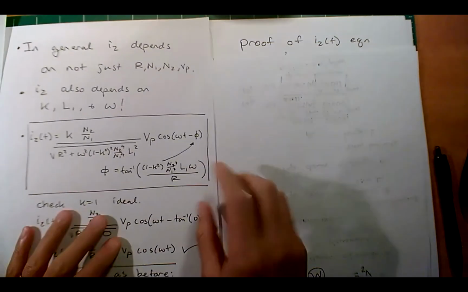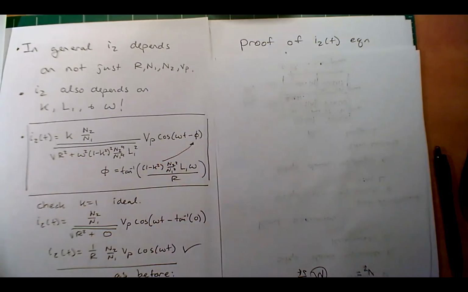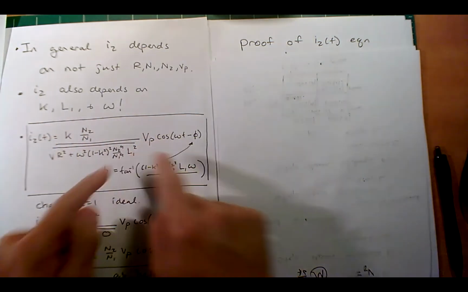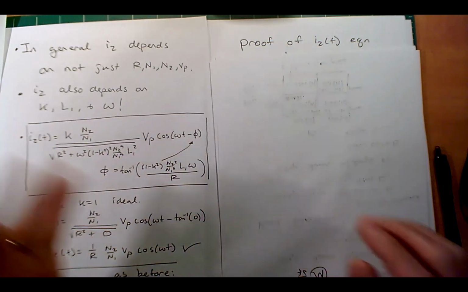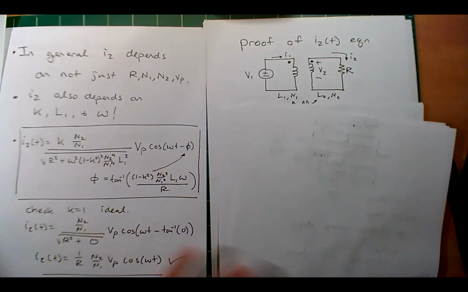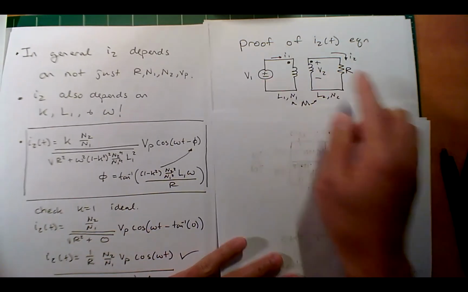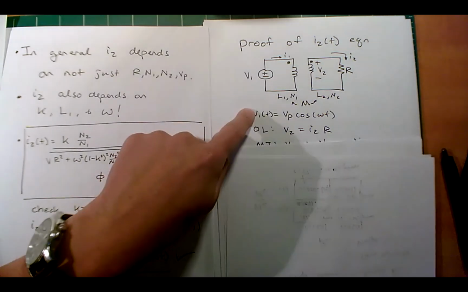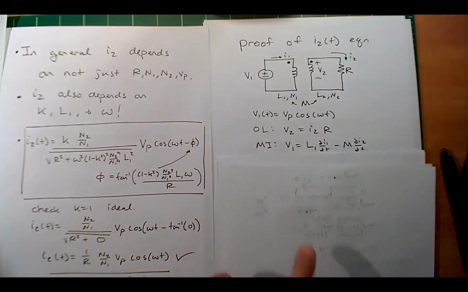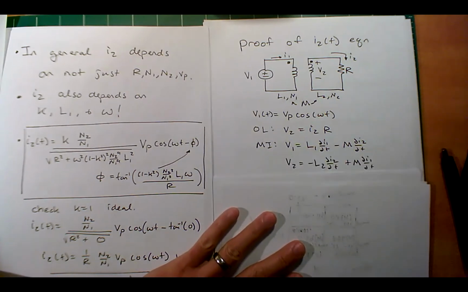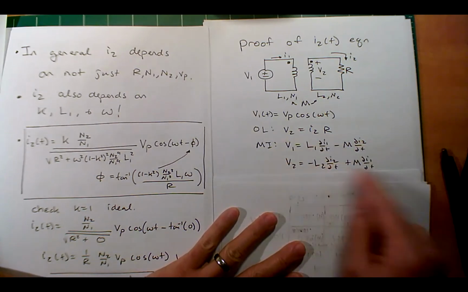So I'm going to bring that back. So here's our crazy I2 equation. Crazy amplitude and this phase thing. And you're like, wow, where did that come from? Well, let's start. So I have our transformer, and we know V1 is VP cosine of omega t. We have our Ohm's law, V2 equals I2 R. And we also know that we can write our self-inductance equations, right?